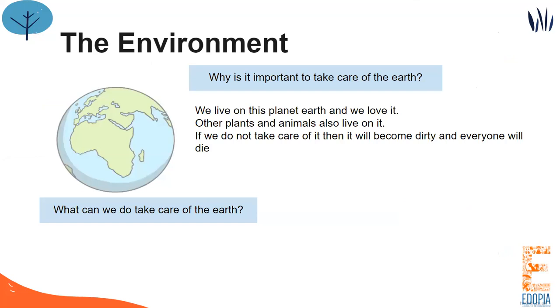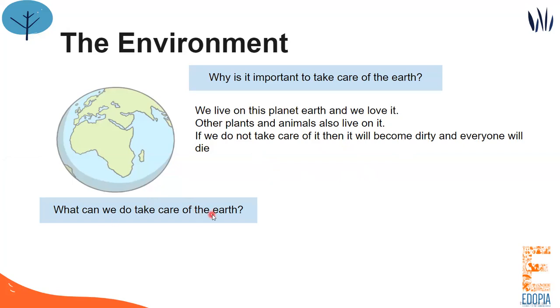Okay, so when we move forward, the first question I want to ask is, why is it important to take care of the earth? When we talked about this question, you guys said that we live on this planet Earth and we love it. That's why we should take care of it. Other plants and animals also live on it. So that's why we should also take care of it. And if we do not take care of it, then it will become dirty and everyone will die. So then there will be no more Earth to live on. Okay, so this is important.